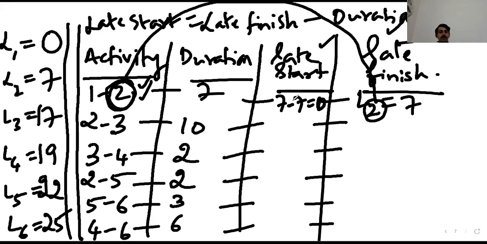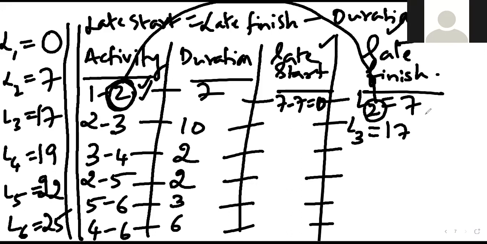Yes. So now just going ahead, are there any problems or any clarifications required? Just to clarify this calculation once again. So what should be the next late finish? The next activity, L3. L3, correct. And the value should be how much? 17. Yes, that's right.